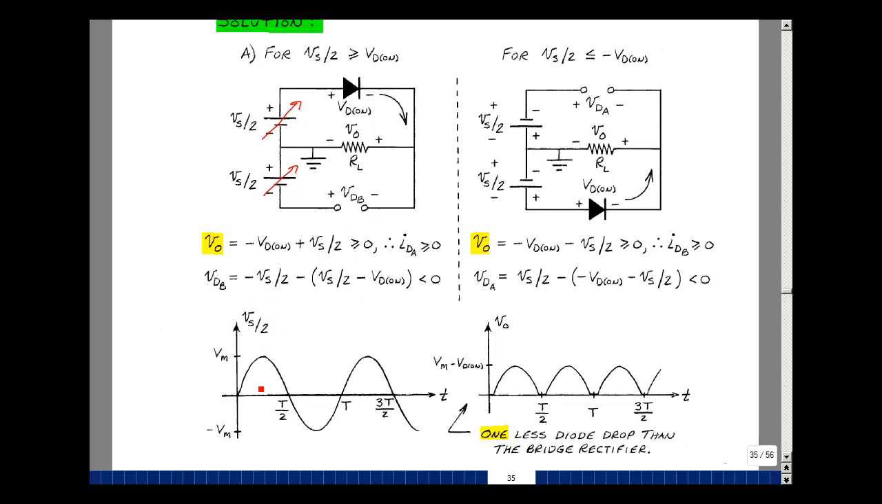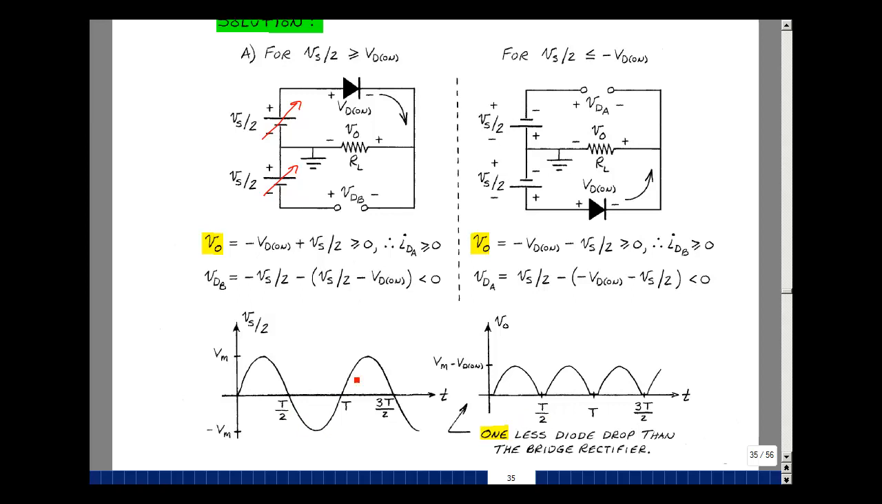Here's V sub S over 2. It's going to go up and it's going to go down, sine wave. Let's say that the maximum value here is V sub M. When this is positive, we're in this section over here. And the output is going to look like the input, but with 1 VD on subtracted off from it. So it's just taking this waveform and pushing it down. That's the same as we had with the bridge rectifier, except that we had 2 diode drops. Let's see if that also happens for the next half cycle.